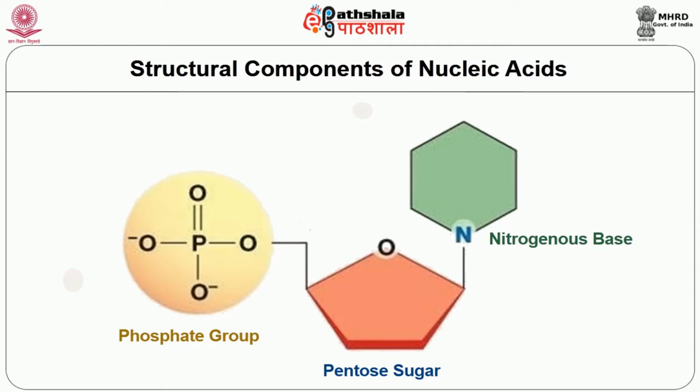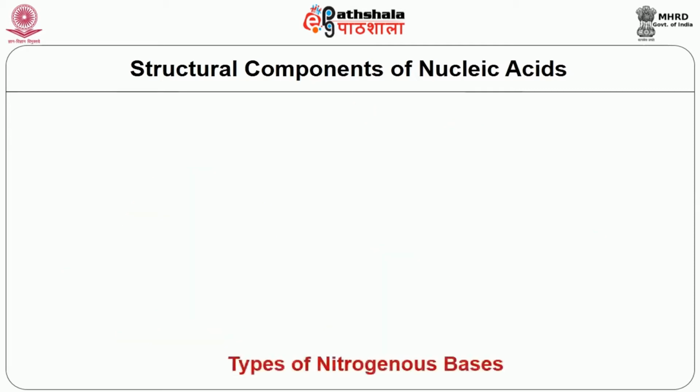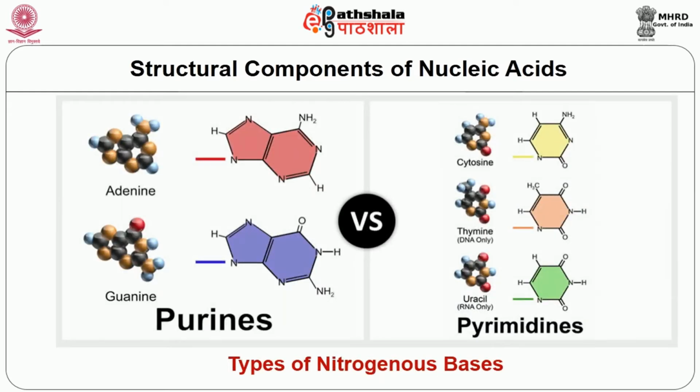As the name implies, these components are basic in nature and contain nitrogen as an important part in the ring structure. There are two types of nitrogenous bases, namely the purines and the pyrimidines. Both of them are ring structures. Purines contain two rings fused together, while pyrimidines contain a single ring structure. The structure of purine and pyrimidine ring structures are shown here. Now, you will see that the atoms in the ring are numbered sequentially, but without the prime sign. This is to differentiate them from the atoms in the sugar.